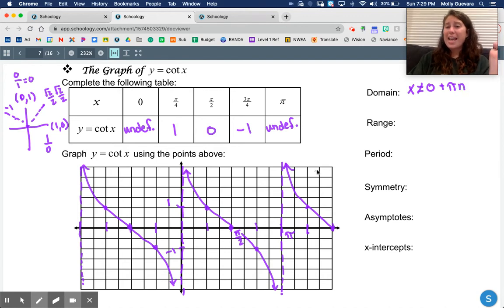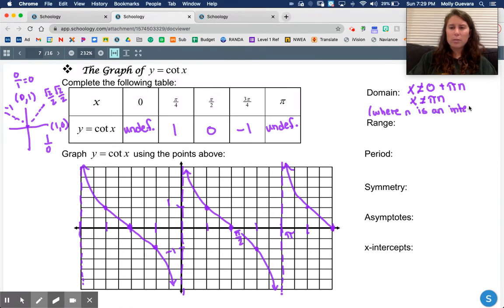So we're going to do the pi n again. And you don't have to write the 0, but you can if it helps you. And again, where n is an integer. So it has to be a whole number. It can be positive, negative, 0, but it cannot be fractions or decimals. Okay, so I can't have 0. I can't have 0 plus pi. I can't have 0 plus 2 pi, right? That's what the n is, if n is 2. Can't have 0 plus 20 pi if n is 20, right? Those are values I'm not allowed to have.